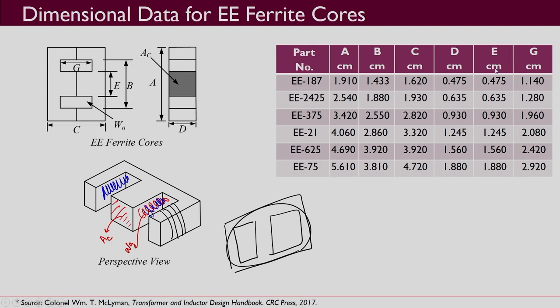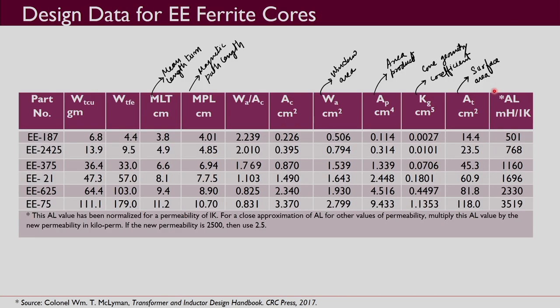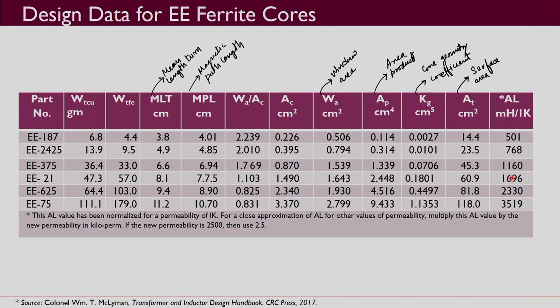So what is the surface area? Surface area means the outer surface area of the core, the area of that surface, that is your surface area AT. And then this is your AL, millihenries per 1K, where 1K means 1000. That means for 1000 turns, how much inductance you will be getting. That value is sometimes provided by some of the manufacturers, so that is given over here.